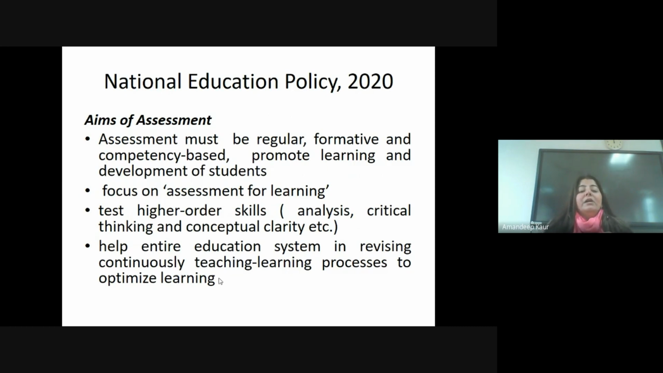Higher order skills can be developed if the teacher is not only spoon feeding information to the student population, but allows them to perform certain things, complete activities and tasks, so that the student has clarity. Development of critical thinking happens, and the student is able to develop up to the level of analysis. It helps the entire education system in continuously revising teaching learning processes to optimize learning.